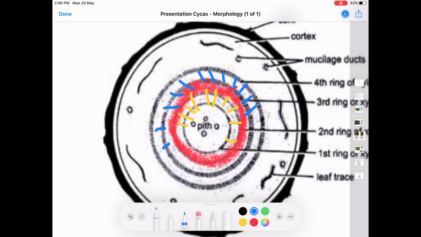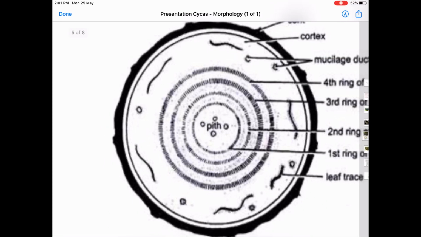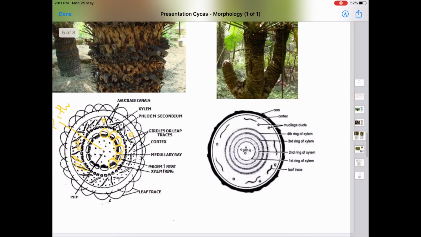Once the activity of the first ring of cambium is finished, it will produce a second ring of cambium from the cortex. It will also produce xylem towards the center and phloem towards the periphery. Likewise, the third, fourth and fifth ring of cambium is produced outside the previous ring. This is all about the structure of stem in the case of Cycas.